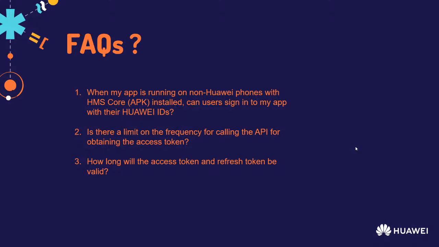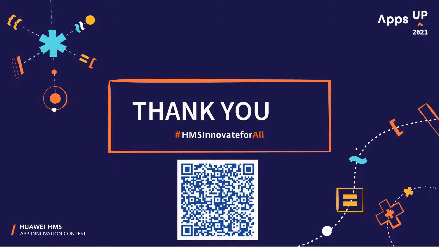Is there a limit on the frequency for calling the API for obtaining the access token? Yes, there is a limit, but the limit is very high. It's around 10,000 calls. After this, the calls start failing, but it's a very huge number to be targeted. How long will the access token and refresh token be valid? The access token will be valid for 1 hour, and the refresh token will be valid for 6 hours. So these are the frequently asked questions that we usually receive.